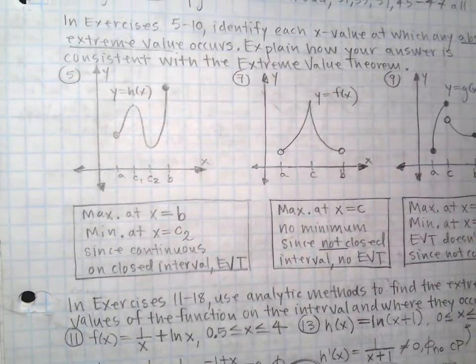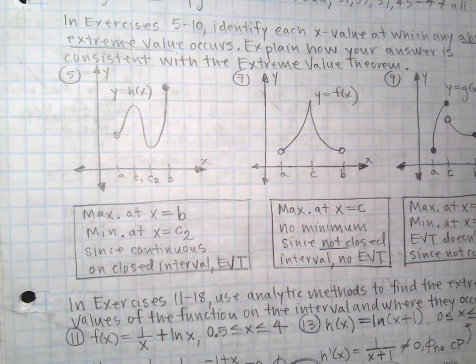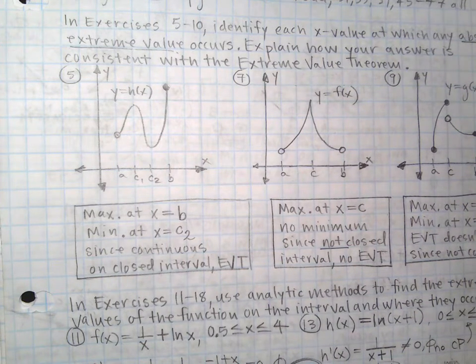So these first problems, you're just doing the odds, so you should check in the back of your book already. It says identify each x value at which an absolute extreme value occurs. Explain how your answer is consistent with the extreme value theorem. Meaning, if you get absolute maxes and mins, why does that make sense? If you don't, why does that not make sense?